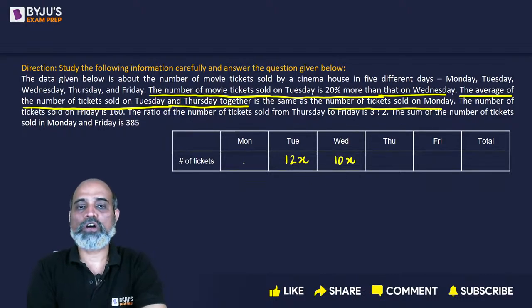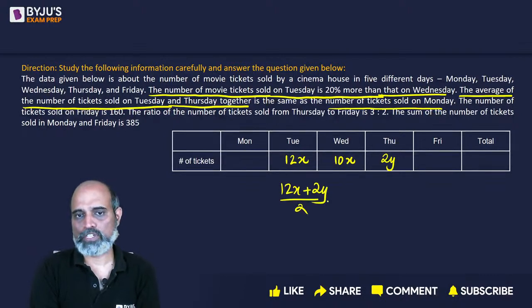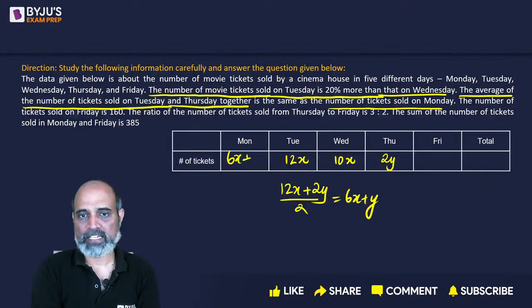So suppose on Monday, Thursday, if I say that this is 2y, right? Then Monday will be the average of Tuesday and Thursday. So which will give us 6x plus y. So on Monday we have 6x plus y, right?